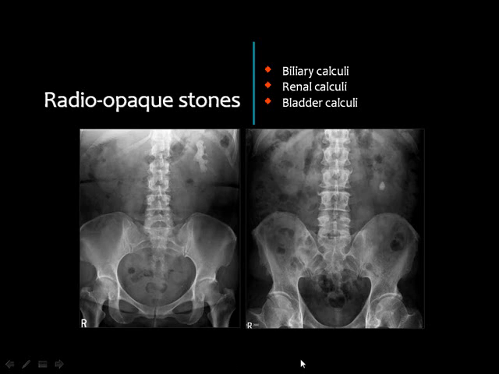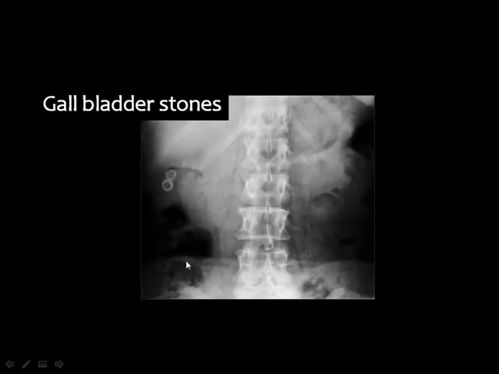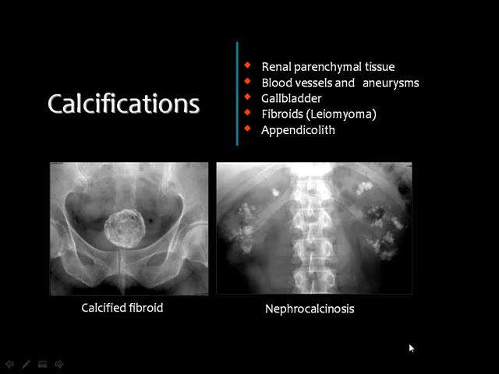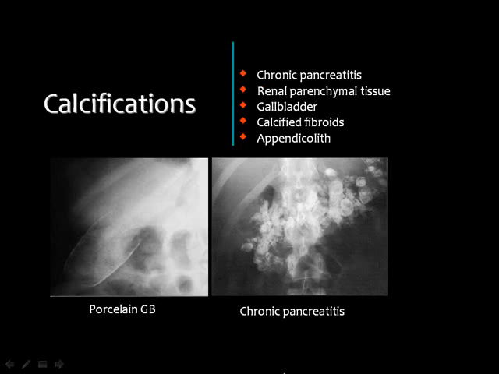And here is an example of radiopaque calculi, including renal stones. This is a large, what we call a staghorn calculus, and this is another calculus in the left kidney. And here we can see two radiopaque calculi in the region of the gallbladder, outside the shadow of the kidney. And this is an example of multiple calcific areas in the kidney, diagnostic of nephrocalcinosis. And here we can see a calcified lesion in the pelvis of a female patient, representing a calcified fibroid.